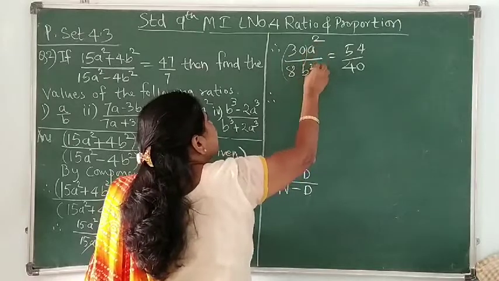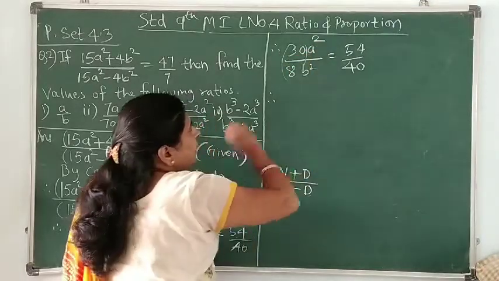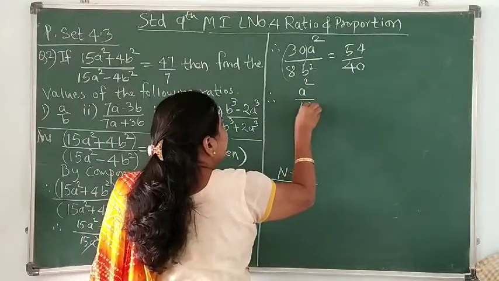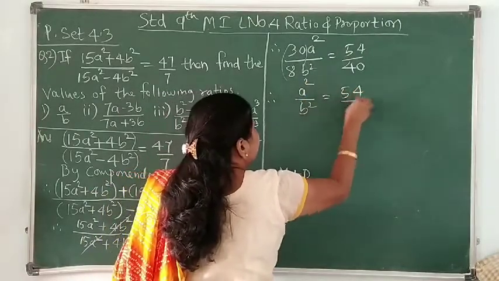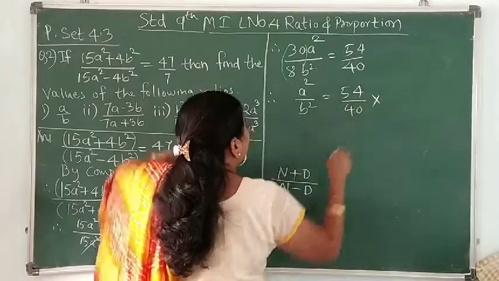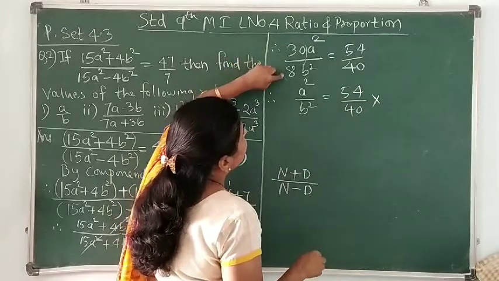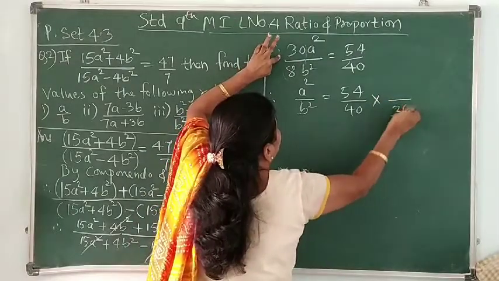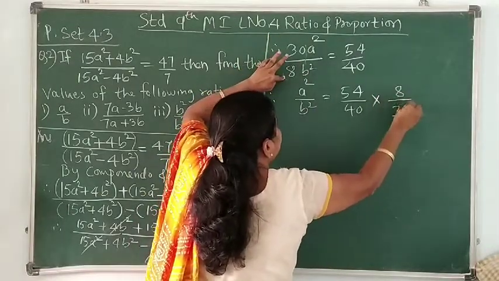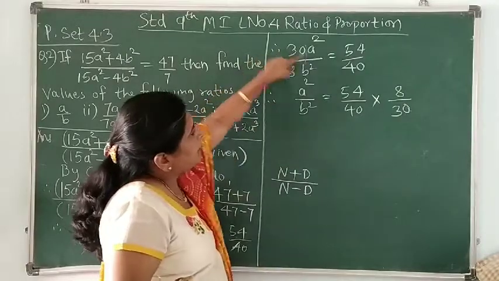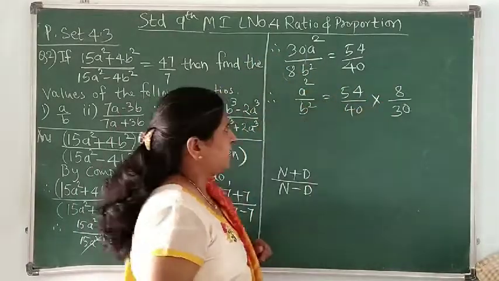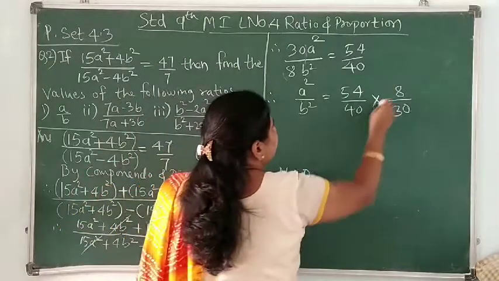So a square upon b square is multiplied by 30 upon 8. If it goes to the opposite side, it's transposed, then it will go there. Let's write here 54 upon 40. And now this 30 which is in the numerator will go there, but we do transpose in the denominator, and this 8 will come in the numerator. So multiplied by 30 has come over the division, and divided by 8 is coming as a multiplication. So now let's simplify this.